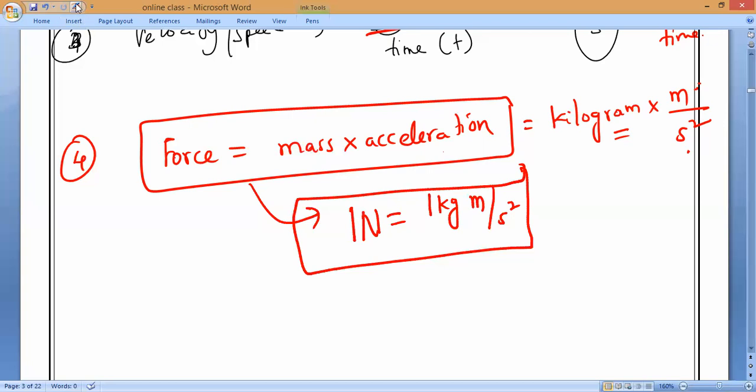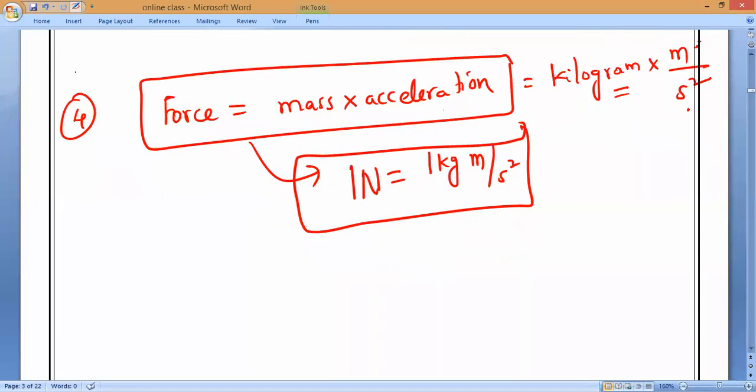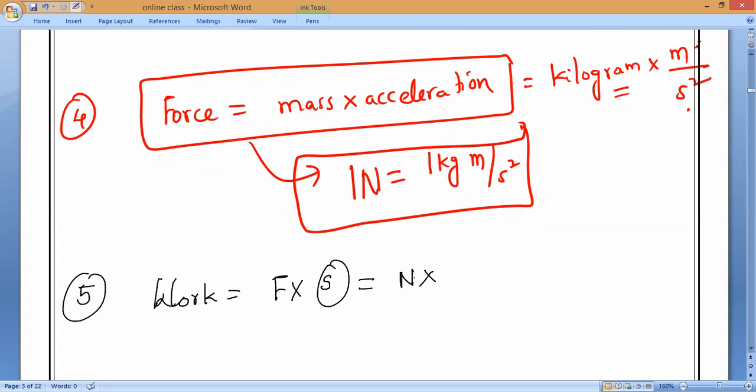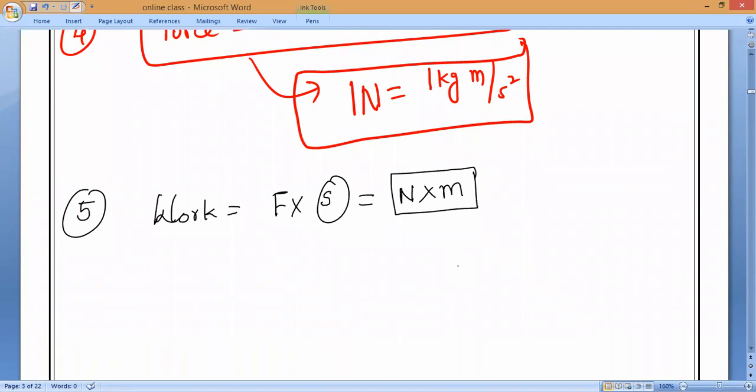You studied this in 9th class, or not? How many times have you written that? You have to remember. Next, if you have taken work, what is the formula for work? Work is force into displacement. What is the unit of force? Newton. And the unit of displacement? Meter. Which fundamental physical quantity does it depend on? Length.